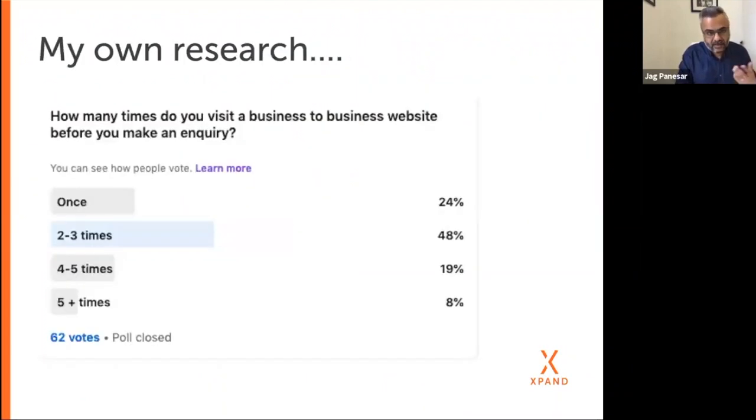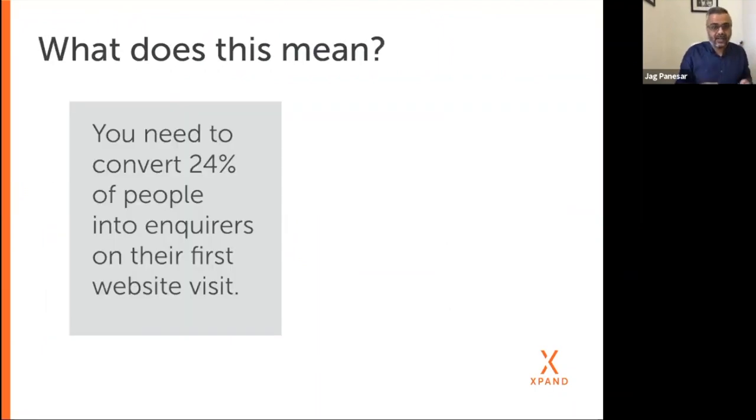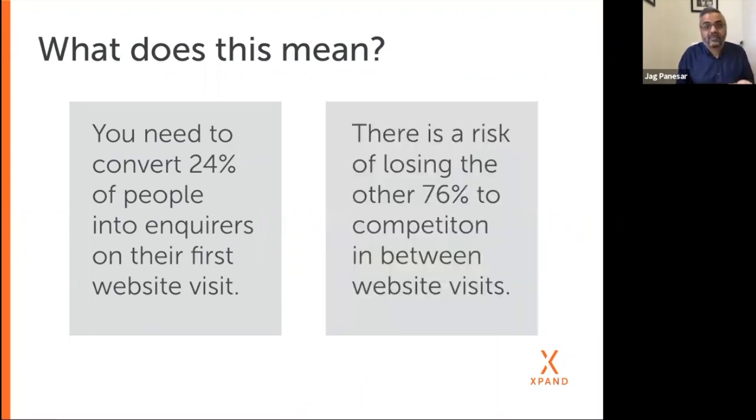Of this poll, people say they'll go on once and they'll make an inquiry. So that's almost a quarter of the people that come to your website. You need to be doing the best possible job to get them to pick up the phone. It also means there's a risk of losing the other 76% to competition in between website visits. If you're not telling them what they want to hear, or the website isn't right, you've got that opportunity to lose them.